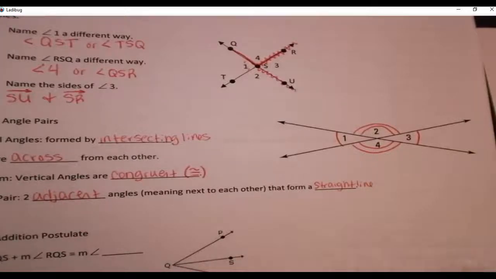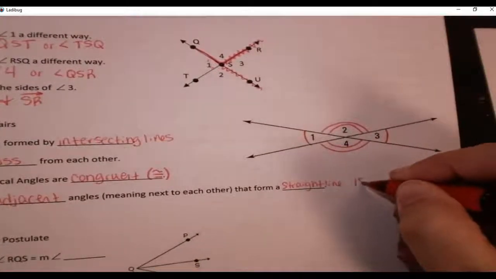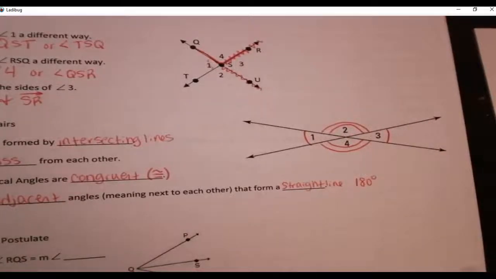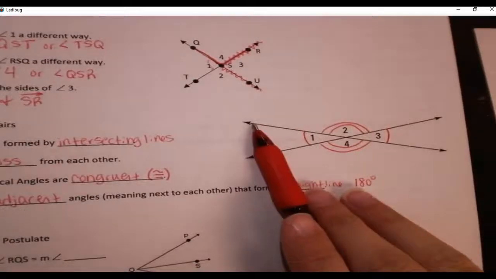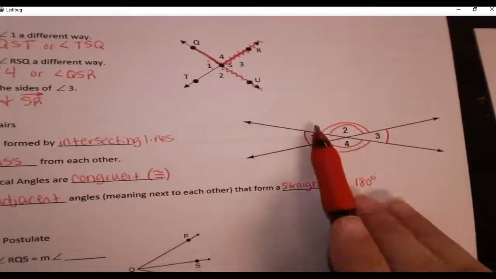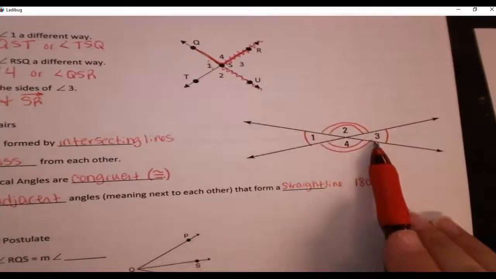Does anybody remember how many degrees are in a straight line? Good. So they make 180 degrees. So in this one, we have a bunch of different linear pairs. If I'm looking at this line here, 1 and 4 form that line. Also 2 and 3 form that line. So they're a linear pair.